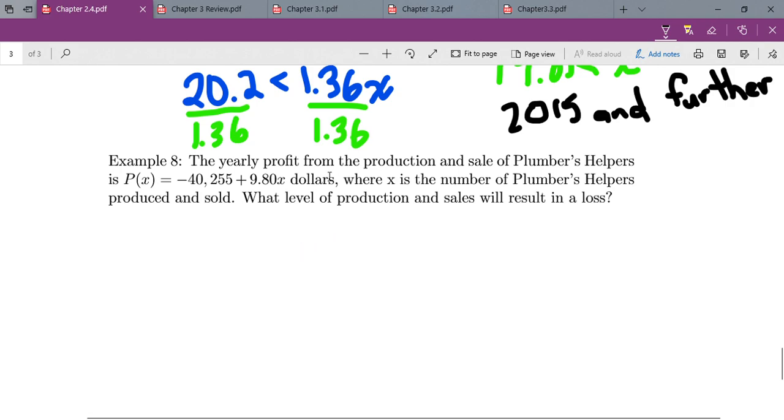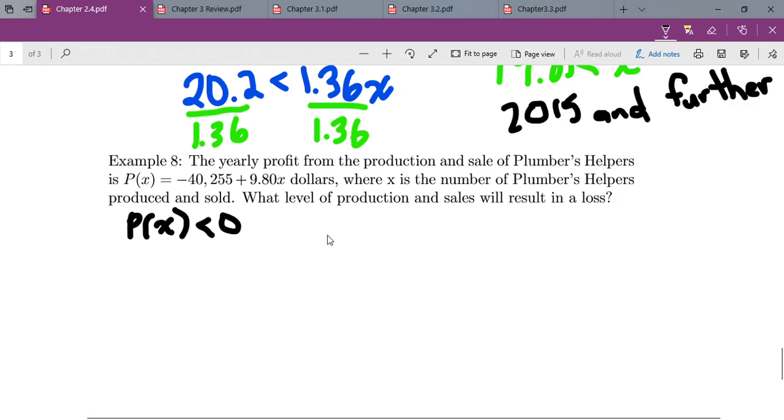Okay, so we're looking at the yearly profit from production and the sale. So this is your profit function here. What level of sales will result in a loss? A loss, if we're thinking about it, we've got our profit from production value here, P of X. In order for it to result in a loss, you're going to technically have to be less than 0, right? So if you're losing money or your profit's in the negative, then you're not making a profit, you're actually losing.